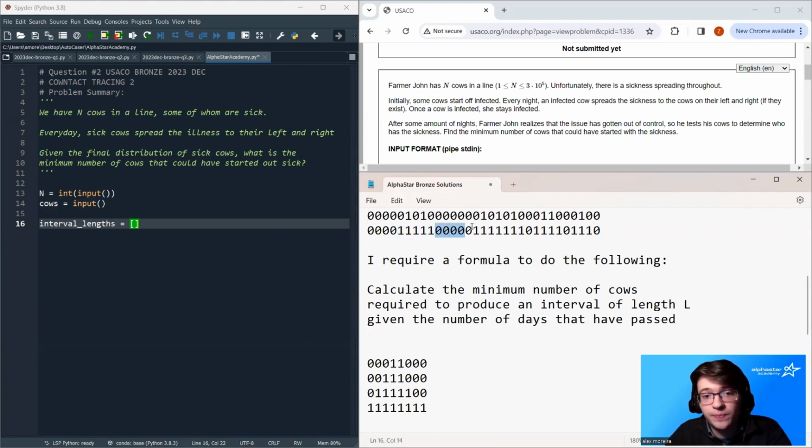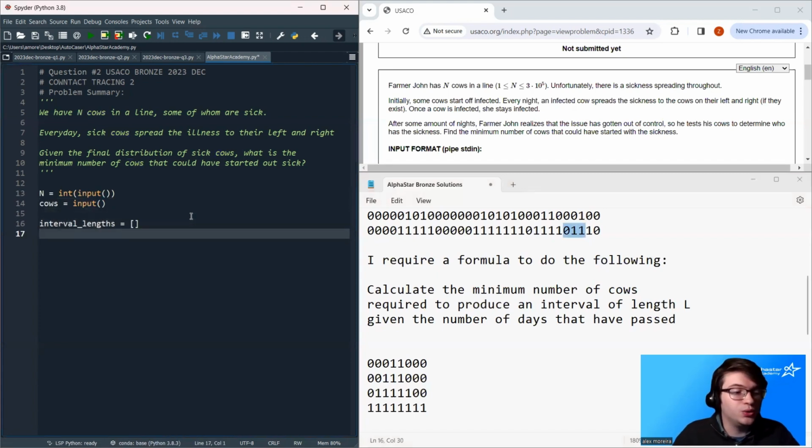Then we keep going, reset the counter. We find a sick cow. We go 1, 2, 3, 4, 5, 6, 7, and then we add that to the interval lengths. We found a new sick cow. We go 1, 2, 3, 4, add that to the interval lengths, and so on.